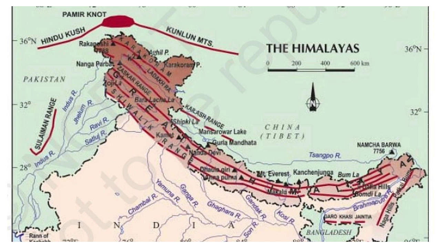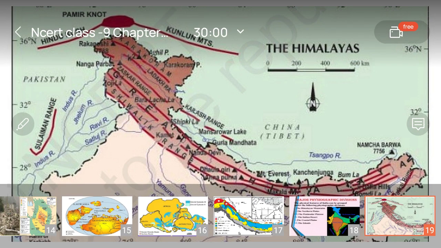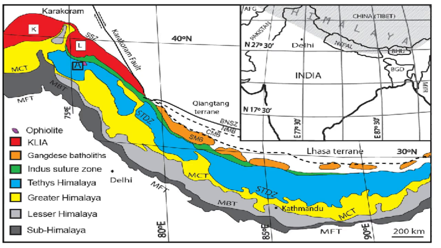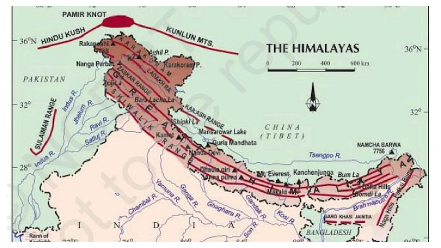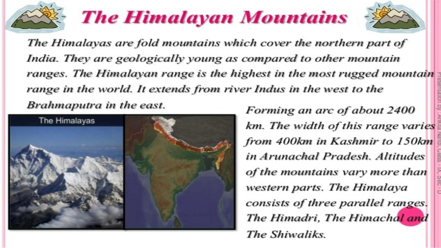They form an arc which covers a distance of about 2400 kilometers. Also, their width varies: about 400 kilometers in Kashmir and 150 kilometers in Arunachal Pradesh. Here we have to understand that the altitudinal variations are greater in the eastern half than those in the western half. The Himalaya consists of three parallel ranges in its longitudinal extent.